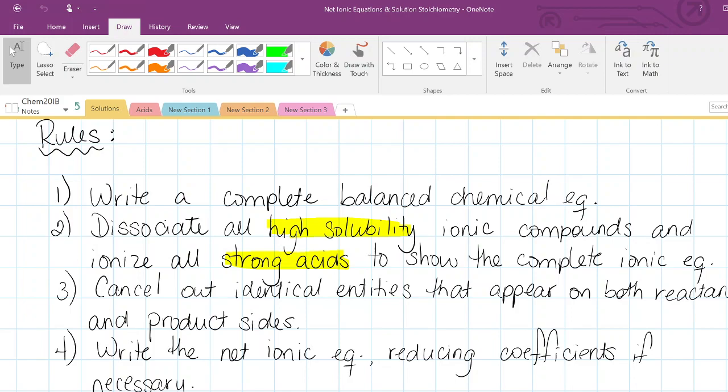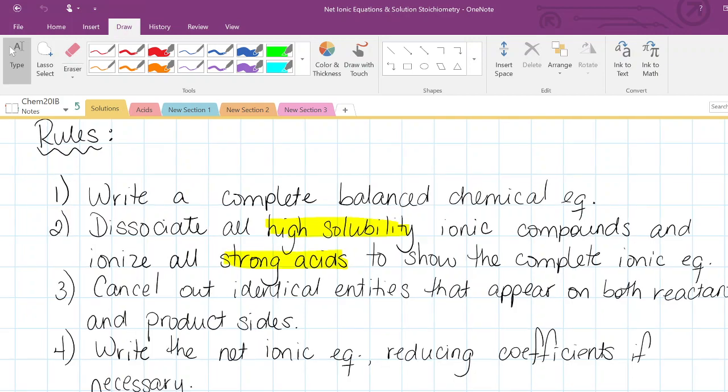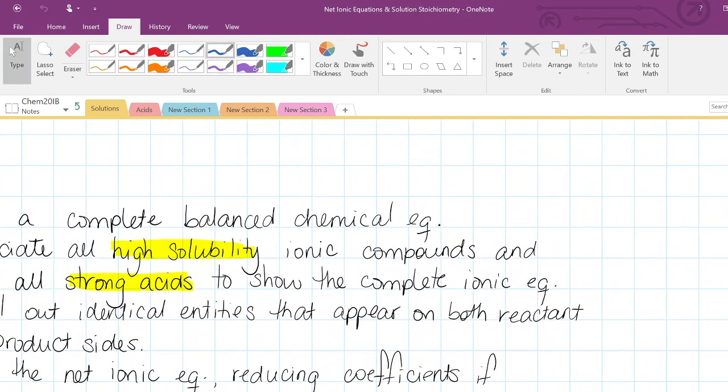The second thing is you're going to look for what are the high solubility species in that chemical equation. So that could be high solubility ionic compounds. It could be strong acids, so those acids that are above the gray line on your acid table. And you're going to show what happens to those high solubility ionic compounds or those strong acids when we put them into solution.